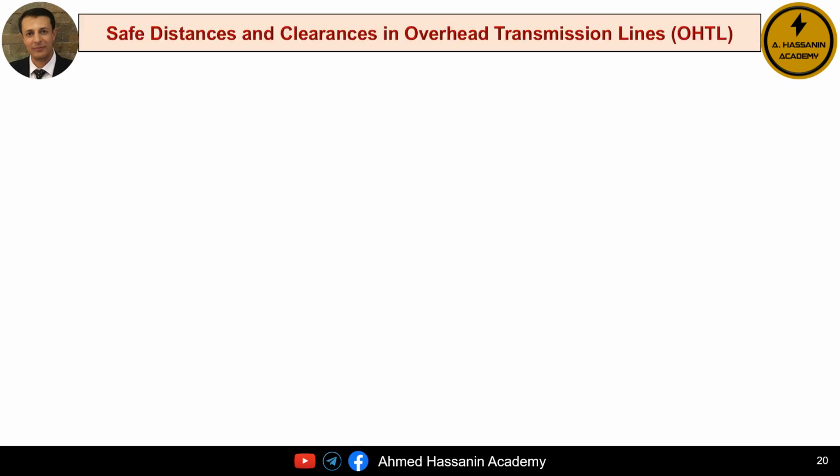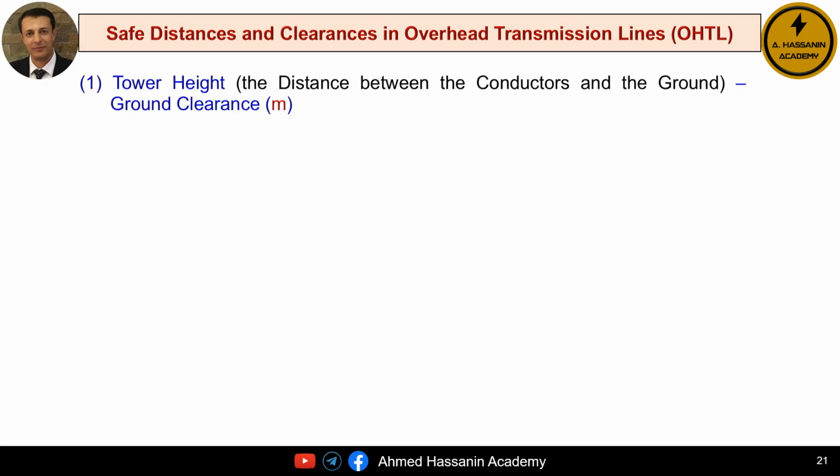Before we explain in detail the components of the overhead transmission line and the function of each part, we must first understand a very important point, which is the topic of the different clearances and distances in overhead transmission lines. This is because the design of the overhead line and even the design of the transmission tower itself is based on these various distances and clearances. The first point is the height of the tower, or the height of the conductors above the ground, which refers to the safe distances between the conductors and the ground, commonly known as ground clearance.